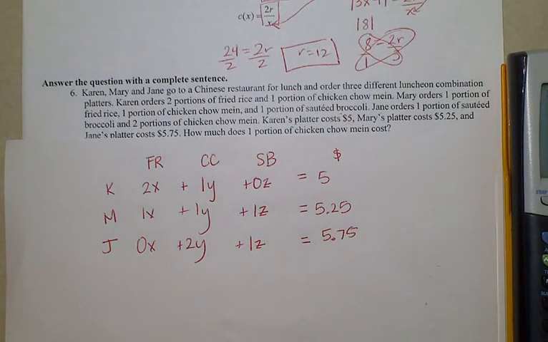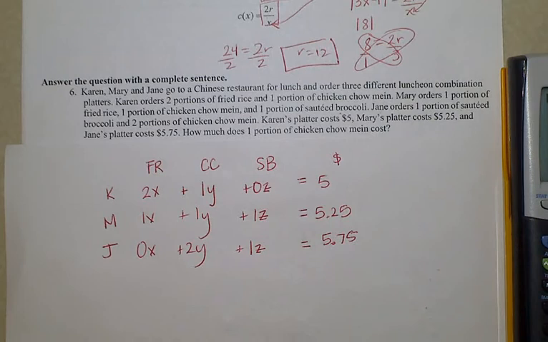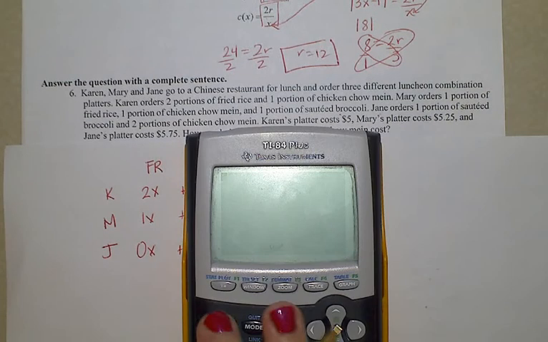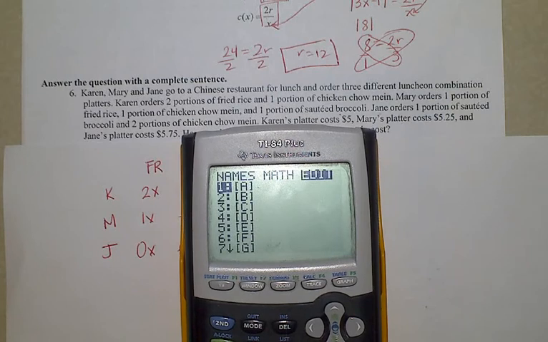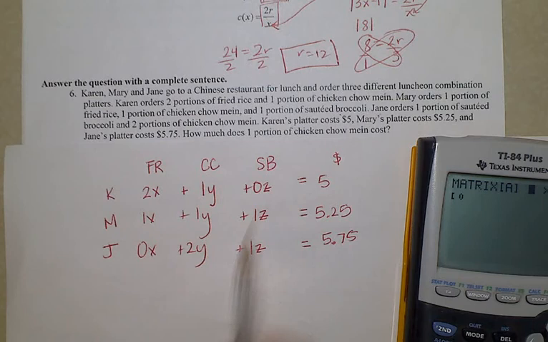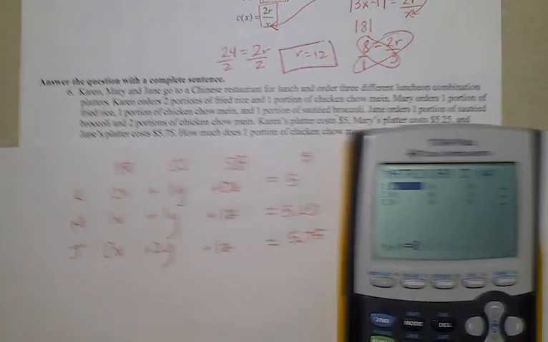Okay, so when we actually solve, we're looking for how much does 1 portion of chicken chow mein cost. What variable are we looking for out of the 3 that we're given? We want to know y, okay? So when we plug this in, let's do it together. So I'm going to go second matrix, go over to edit. We have a total of 3 rows and 4 columns. Please type in the numbers. I'll give you a chance to do that while I do it.